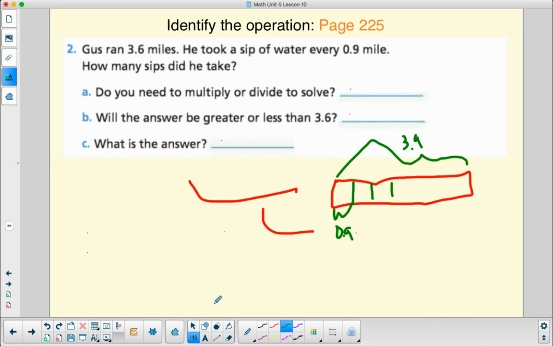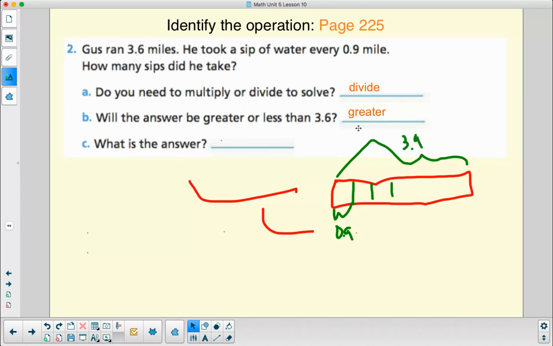That's division, isn't it? So I think I need to divide. So is it going to be more or less than 3 9/10? Well, each of these is less than 1. So I'm looking for groups that are less than 1 whole in there. I think it's going to be greater than 3 9/10.